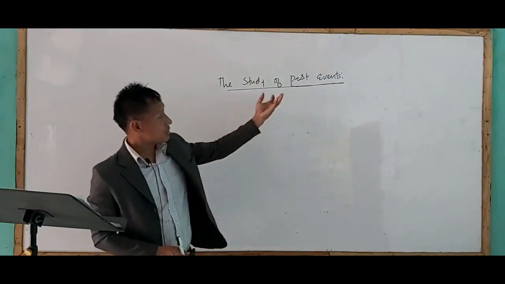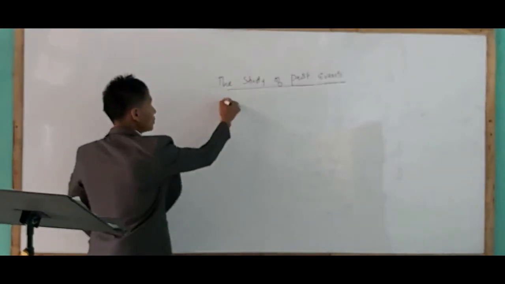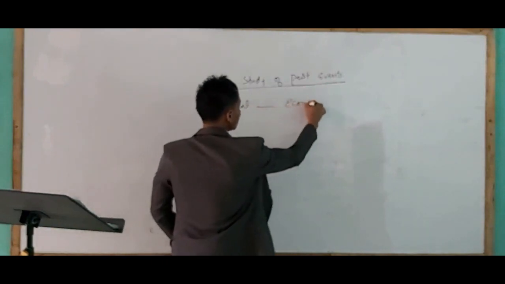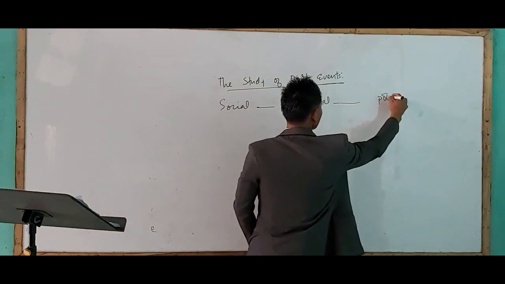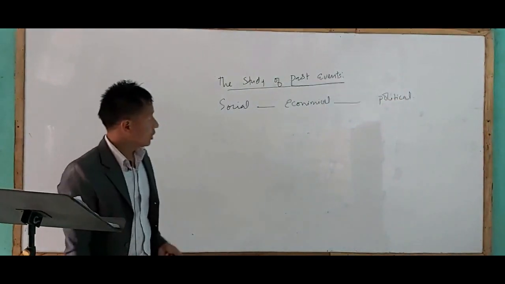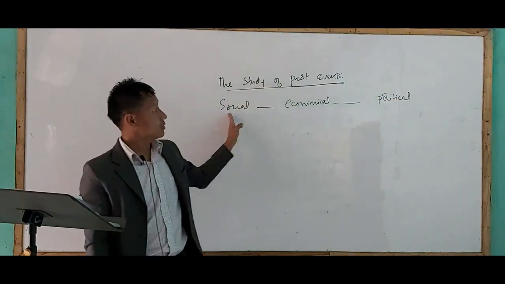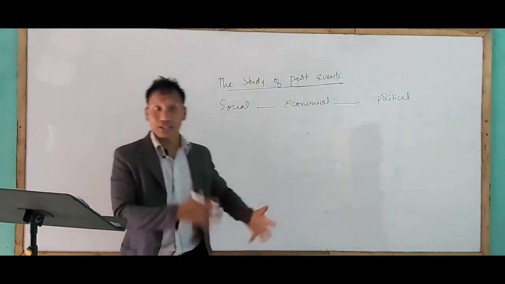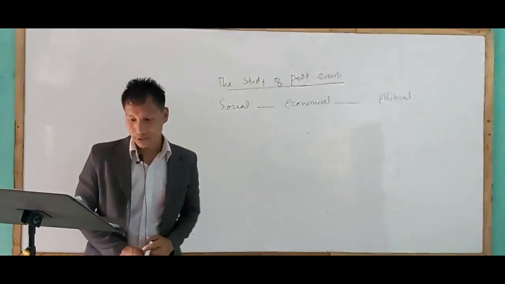So, when we say past events, I'm going to categorize past events into social, economical, and political activities. If we categorize past events into these three: social, economical, and political activities, then it will be easier for us.